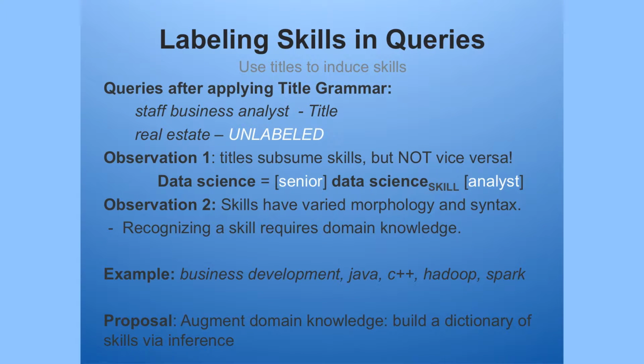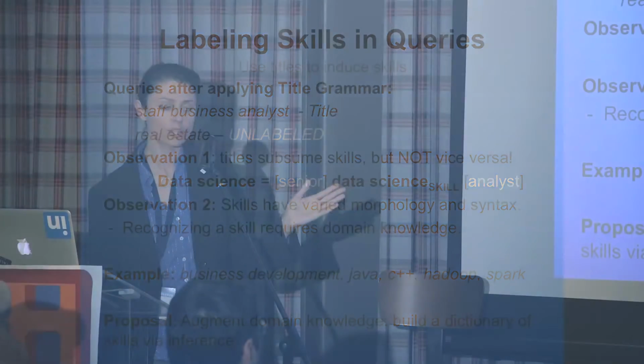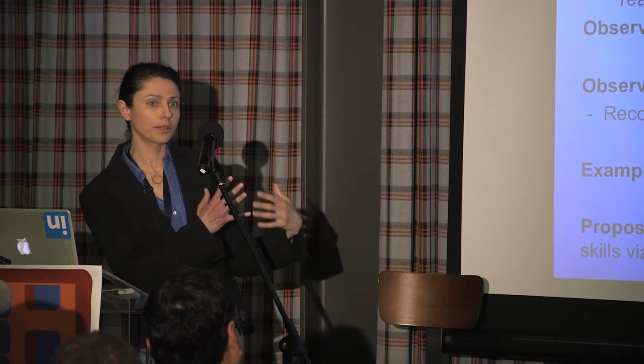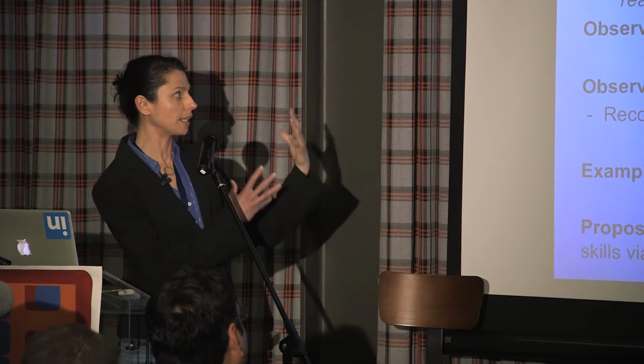After we've applied the title grammar, we effectively have something like this. Staff business analyst is a query. Somebody issued a query like this. It looks suspiciously like a title. We consider it a title because it patterns exactly according to the grammar that we have built as a title. And then we see something like real estate or human resources or data science, and we say, I don't know what that is. There is no occupation word there. I have no idea. So now we want to figure out, maybe we can learn a little bit about the skill phrases using our title grammar.